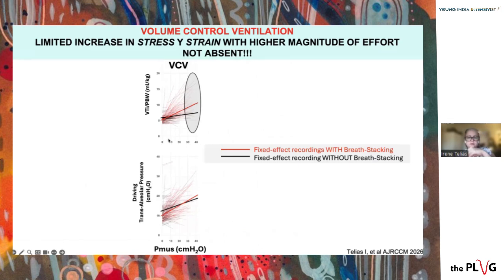The big difference appears with volume control. You see when the effort increases, tidal volume, as expected, does not increase a lot. You see the black line does not increase a lot. But we were surprised to see two things. One is that when the effort is extreme, it does increase a little bit. And why is that? Some ventilators with extreme effort on volume control open the inspiratory valve and allow a little bit more volume. And when you have breath stacking, for sure, you see the red line, with strong efforts, the volume increases. Same with the total stress.